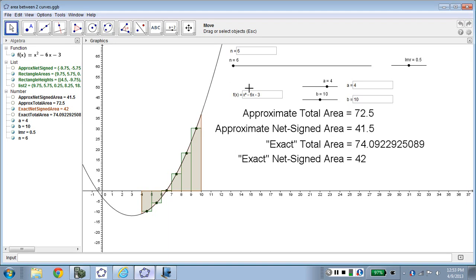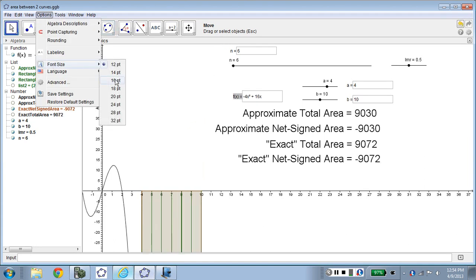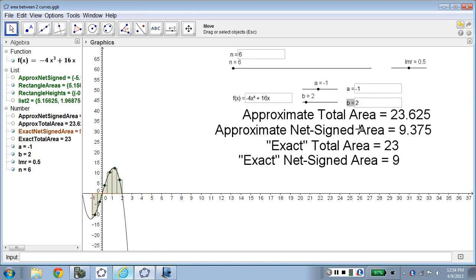So if we let our function, I don't see where it's letting me type in the function. I guess it's right there. Let that be, was it negative x to the 4th? No. It was negative 4x to the 3rd plus 16x. Tell me that's what it was. A bigger font here, see things a little bit better. All right, but we don't want to go from 4 to 10. We want to go from negative 1 to 2, like that.